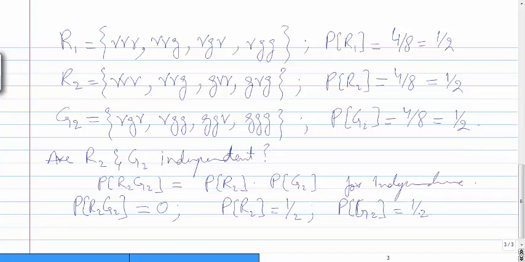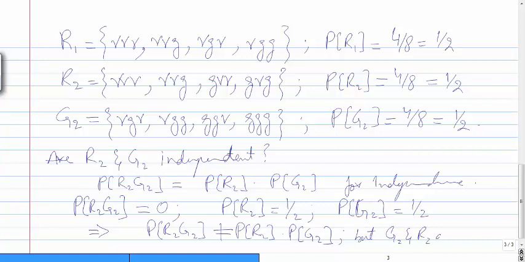Now, this implies that the probability of R2 G2 is not equal to the probability of R2 times the probability of G2. But one thing you can see here is that G2 and R2 are disjoint. So this example shows us that it is not necessary that disjoint events are also independent. So this example clearly states that.